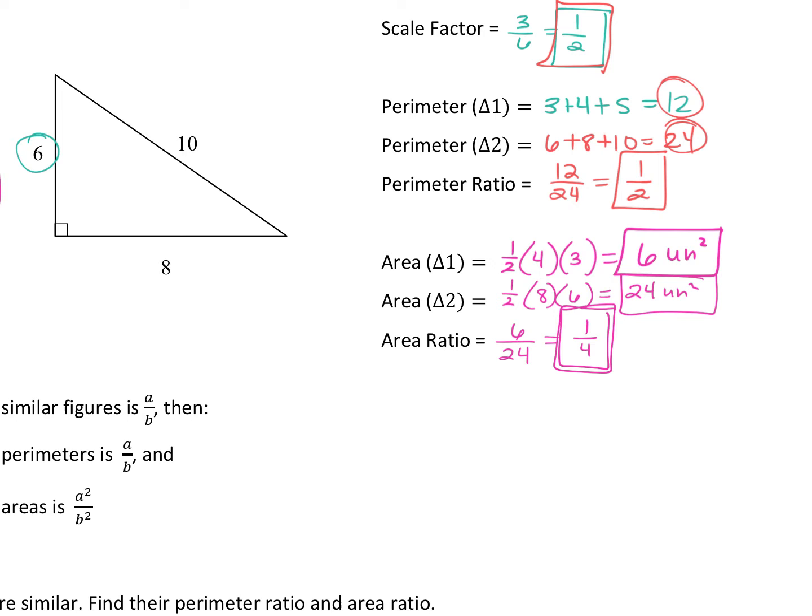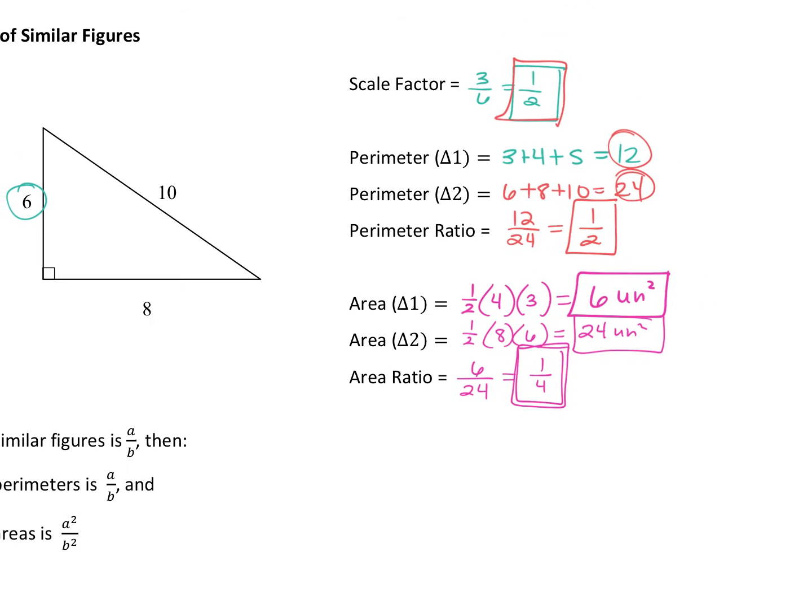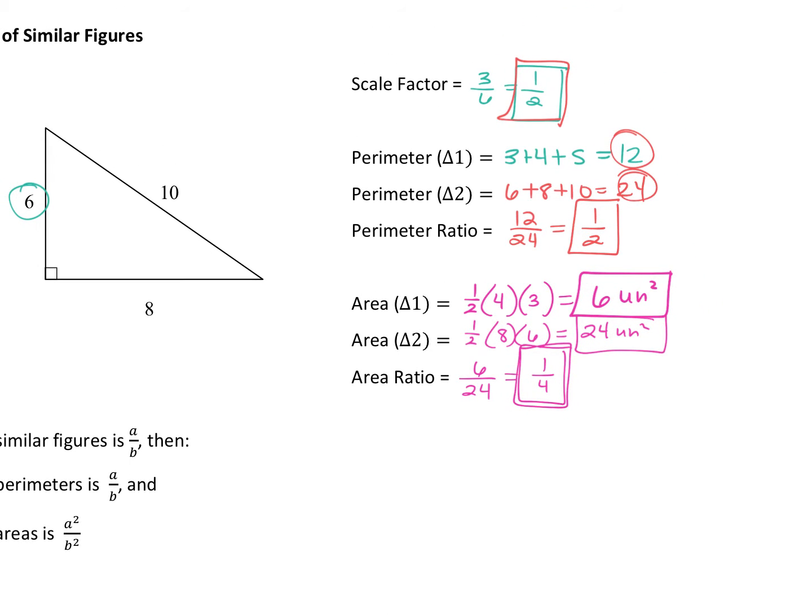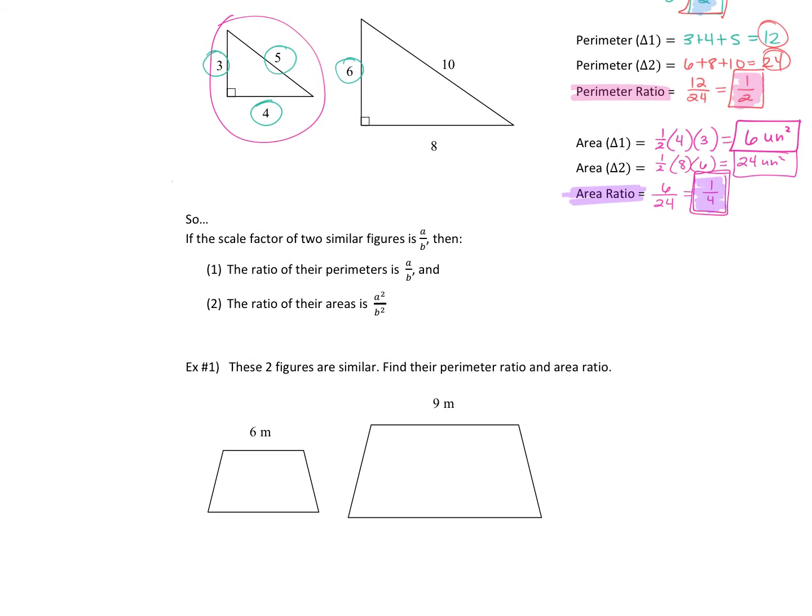Okay, so here's what I want you to look at. You have a scale factor of 1 to 2, a perimeter ratio of 1 to 2, and an area ratio of 1 to 4. That relationship will happen every single time with any figures you use, as long as those figures are similar.